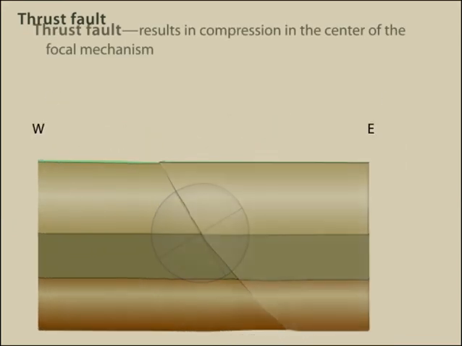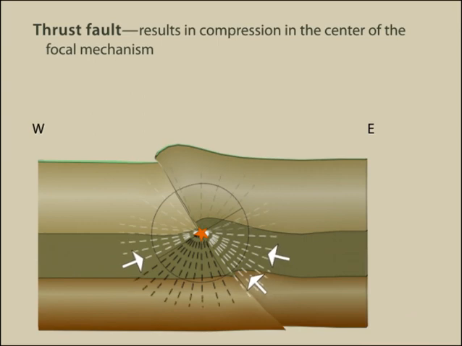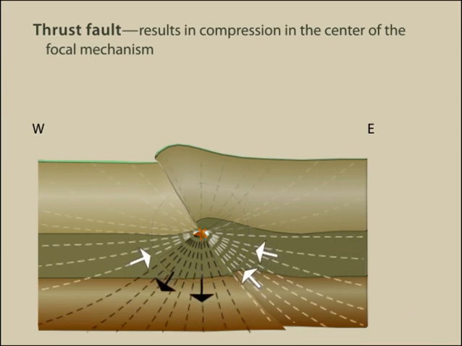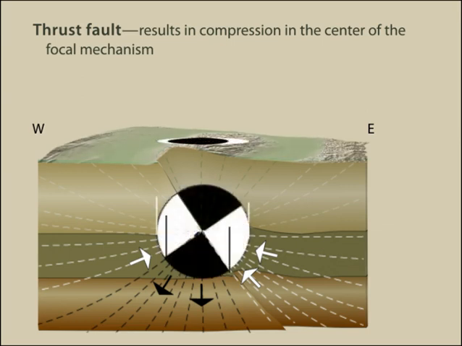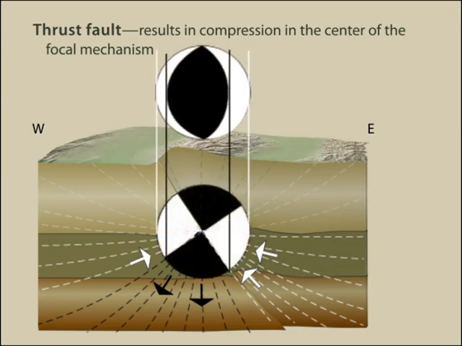Viewed in cross-section, we will see that dilatational first-arriving P waves radiate to the east and west from the hypocenter at shallow and intermediate downward angles, whereas the compressional first-arriving P waves leave the hypocenter at steep downward angles.